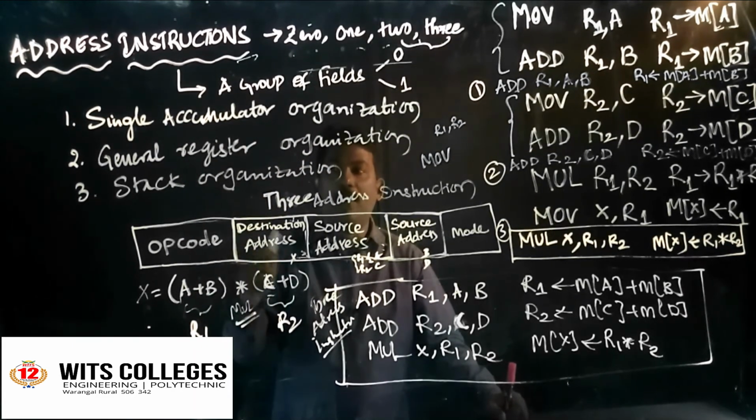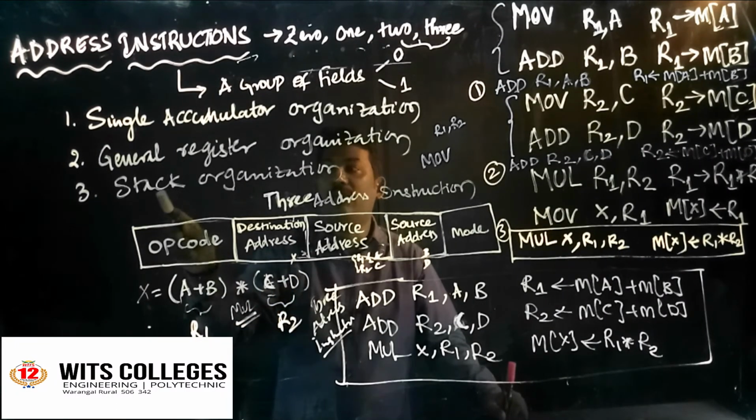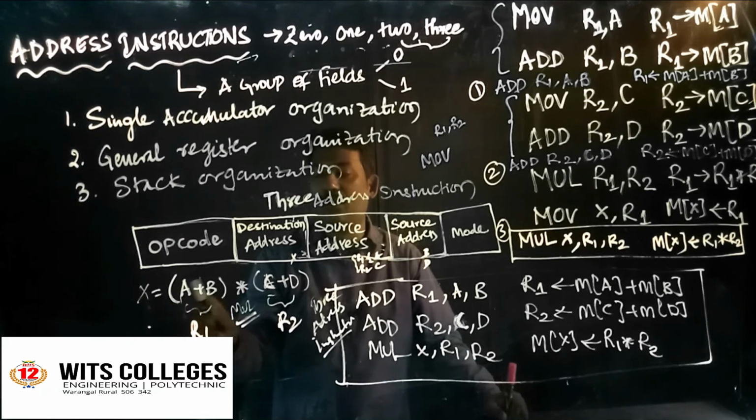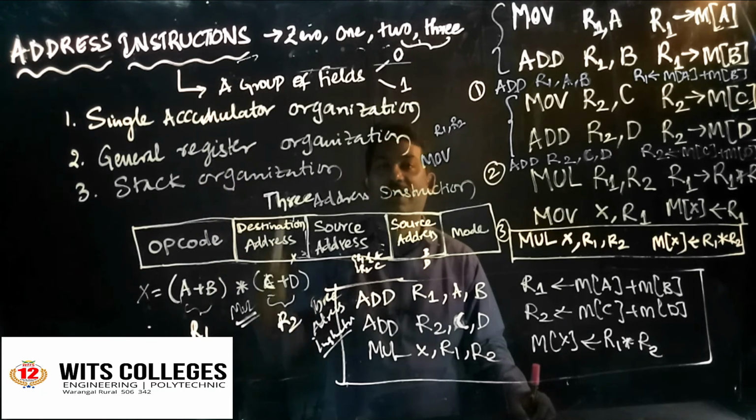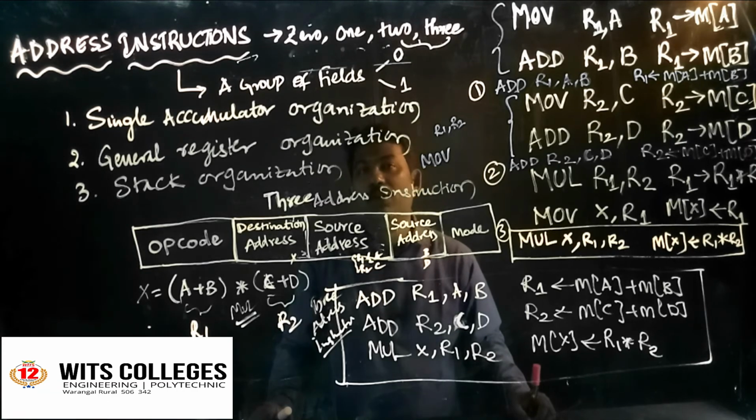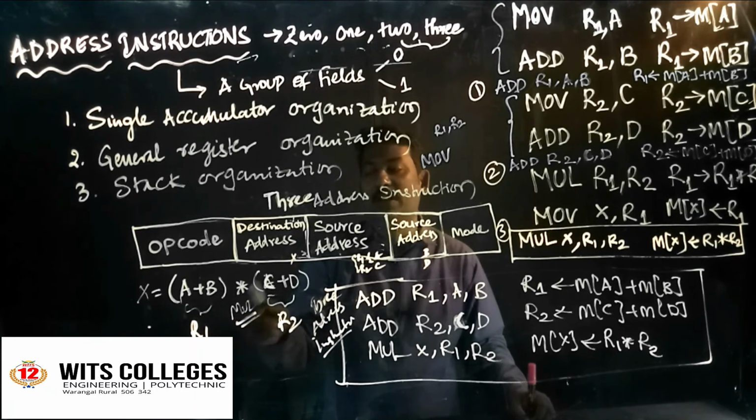Among these, the first one is the 0 address instruction. By using the 0 address instruction, we use the stack operation. By using stack operation, we can complete this particular task. We have taken a task, that is X equal to (A plus B) into (C plus D). Next is the 1 address instruction. We will use a single accumulator organization, and by using it we can complete this particular task, that is (A plus B) into (C plus D).